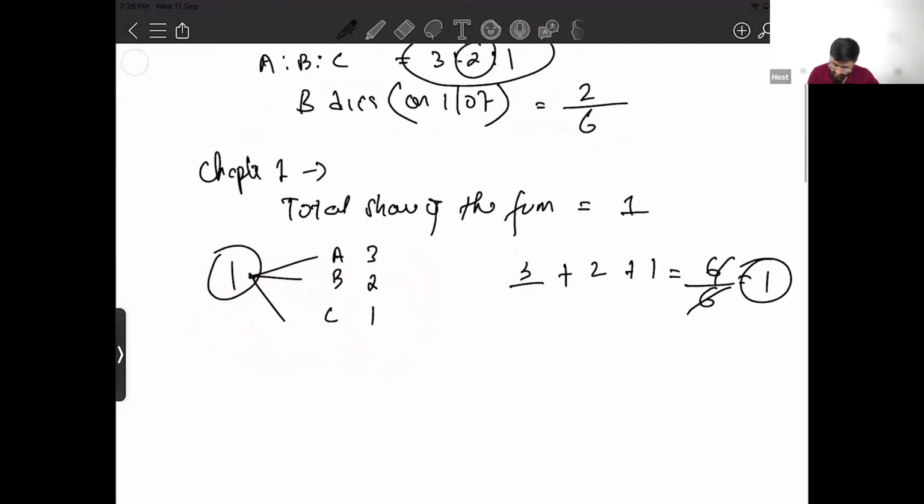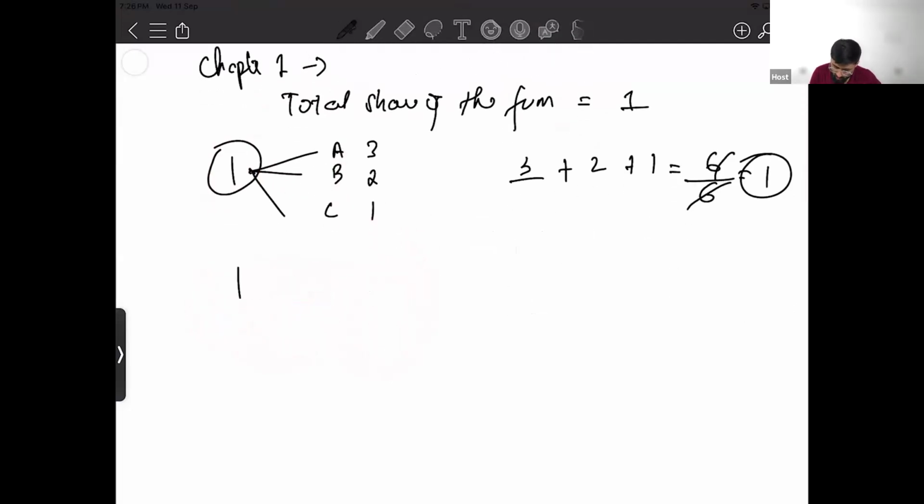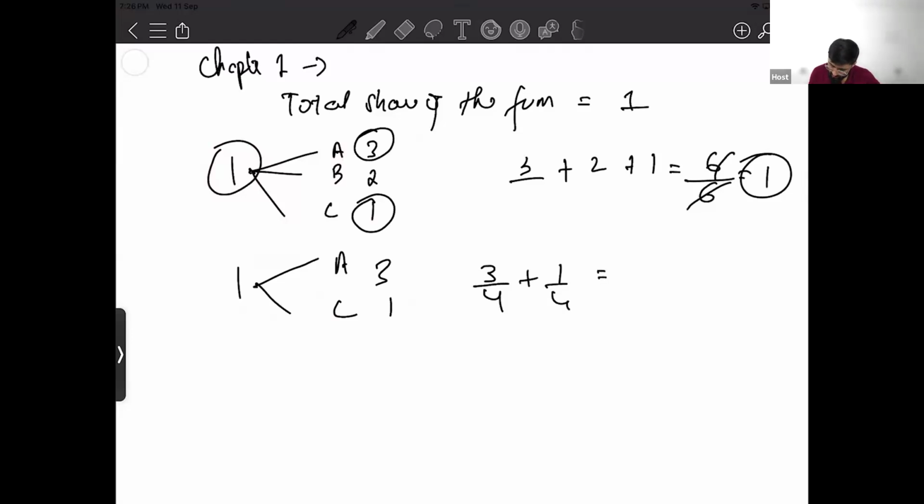Now, a partner B dies. So now 1 share will be distributed between A and C, let's say in the same ratio, 3:1. Now again, if you add this, you will get 4/4 is equal to 1. So this proves that the total share of the business will always be 1 in case of a partnership firm.